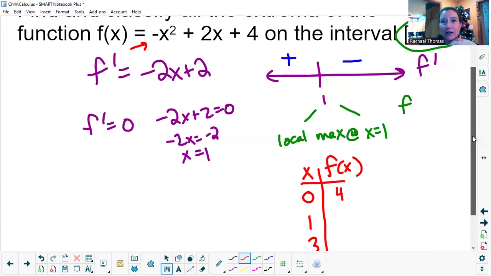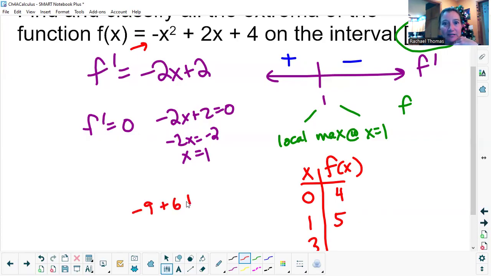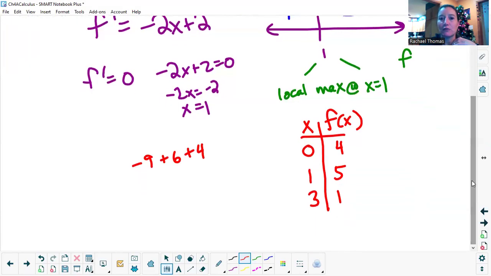When I plug in 0, I get 4. When I plug in 1, negative 1 plus 2 plus 4, I get 3. That can't be right. Wait, 4 plus 2, 6, minus 1, 5. And then when I plug in 3, negative 9 plus 6 plus 4, I get 1. Okay, so here are my possible values.